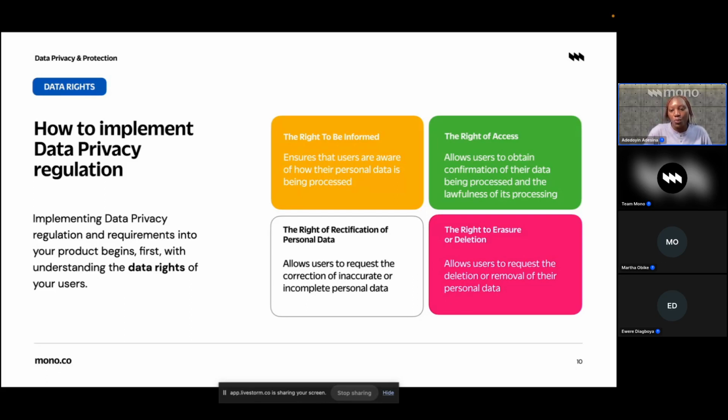Well, the very first one would be the right to be informed. So when we speak on the right to be informed, it typically means that you as a business have an obligation to ensure that your customers are aware of how their personal data is being processed, and you're obligated to share this information with them in a clear, transparent, and straightforward manner. So you are to try as much as possible to avoid legalese. You're to try as much as possible not to give them generic information.